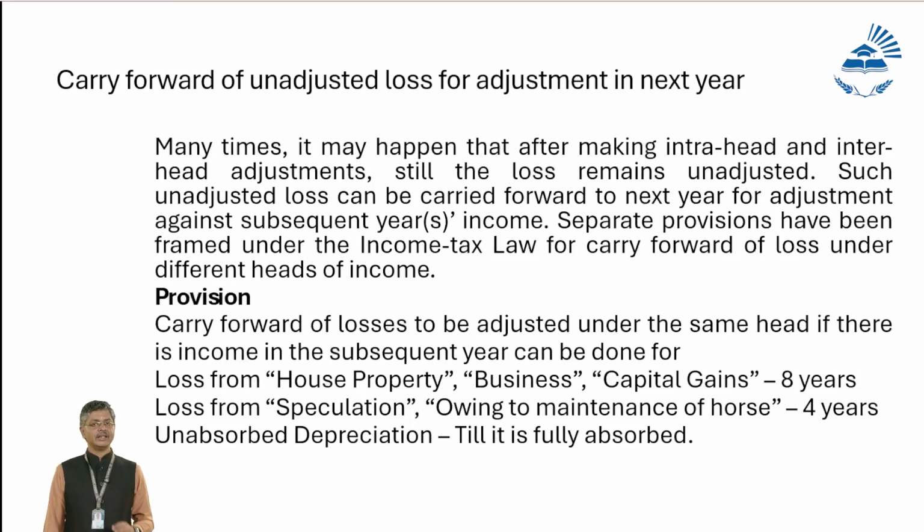Loss from house property, business, and capital gains can be adjusted for up to 8 years. Whereas loss from speculation or owning and maintenance of horses can be adjusted only for 4 years, beyond which such losses cannot be carried forward any further. So it has to be set off within that period. Last, unabsorbed depreciation. This can be carried forward for any number of years. There is no restriction with regard to unabsorbed depreciation. Until it has been completely absorbed, it can be carried forward.